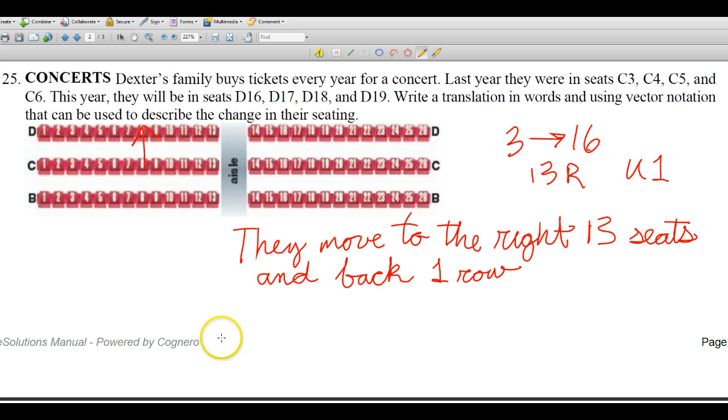So since our vector is going in this direction, we're going to the right 13, but up 1, even though they're moving back a seat.